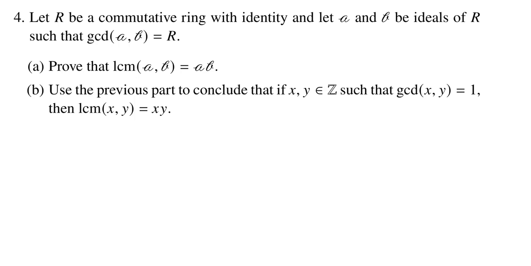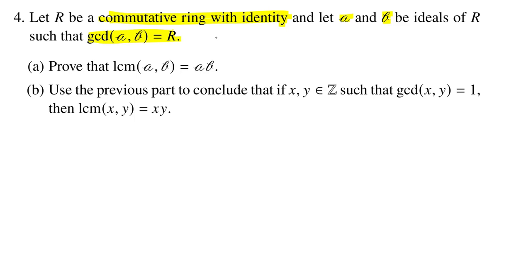We have a commutative ring with identity, and this is actually all going to come into play. That's actually going to be a key assumption here. We're going to use that. We have two ideals, A and B, of this ring R. And we have the assumption that the GCD of the two ideals is equal to R. So we better explain what that means.